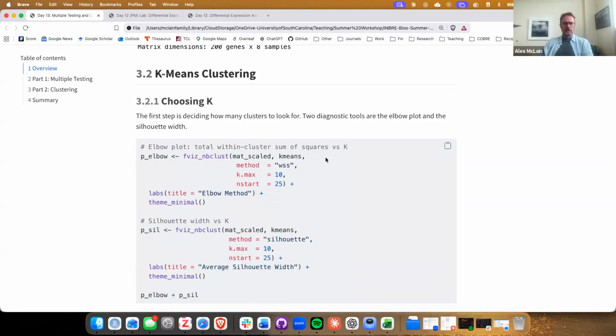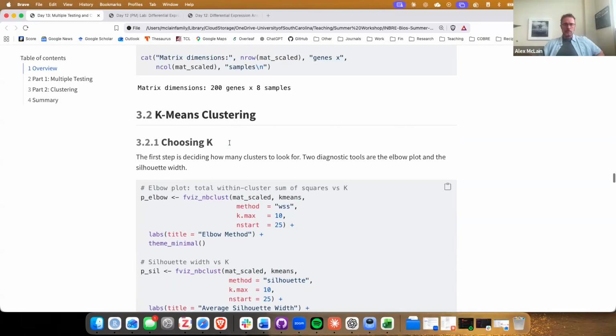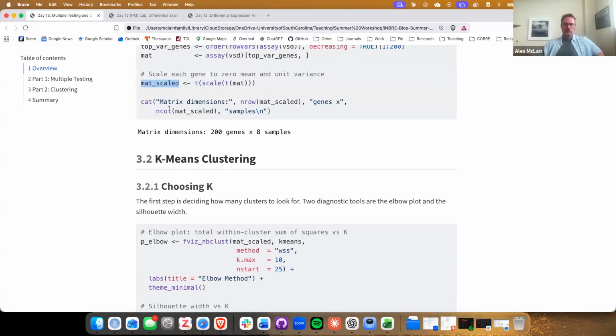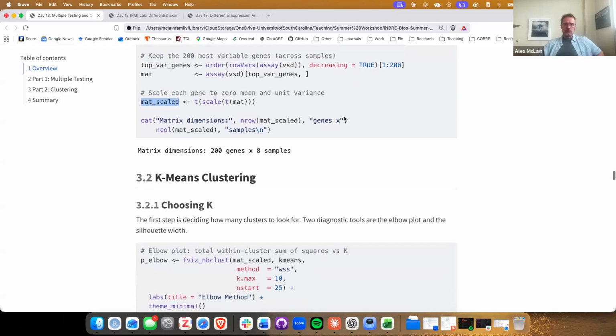Okay, so here is a look at how we will apply the k-means procedure. With k-means, we have to choose k. We have to give it the number of clusters that we are going to look at. So there's some very nice functions that we can use to do that. This fviz_nb_clust is the one we are going to focus on. All of these analyses are going to use this scaled matrix of scaled variables with the top variability.